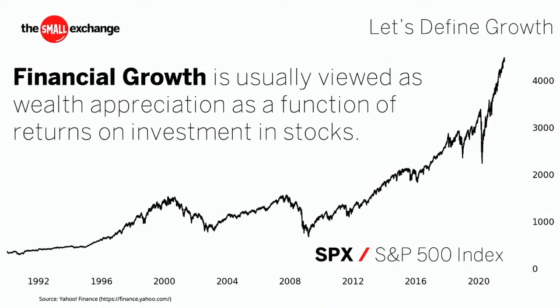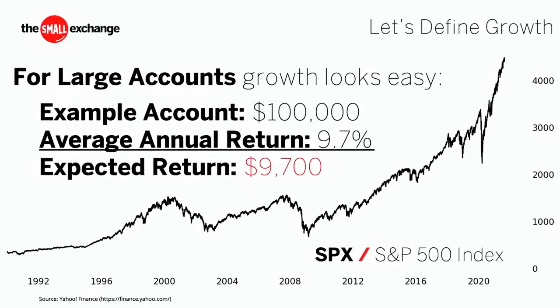Now, why is investing in stocks so popular? Why is it the first place that small, medium, and large accounts tend to go when they're looking for growth? Well, because it's done very well. And if you have a large account, growth looks very, very easy. From 1990 until now, you're looking at an average annual return in the S&P 500 of 9.7%. And so if I have an account size of $100,000, I'm looking at adding 10 grand every single year by just passively investing in the stock market.